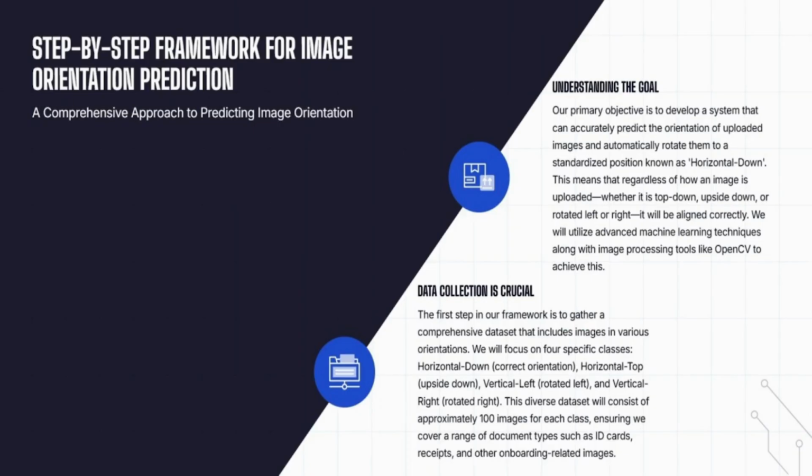For this demo, we'll collect around 500 images per class, making sure to cover various document types like ID cards, receipts, or any onboarding related images. But for this particular example, we are considering the passport only. And as per your use case, you can consider any data for fine tuning the models that we will do in the further live demo.